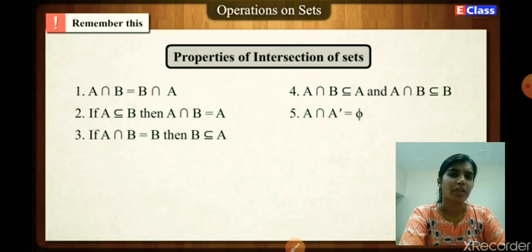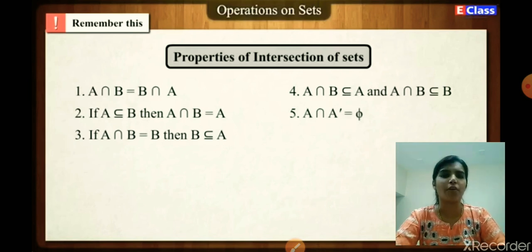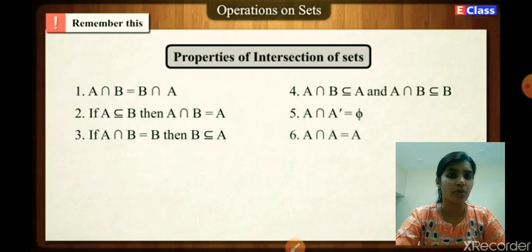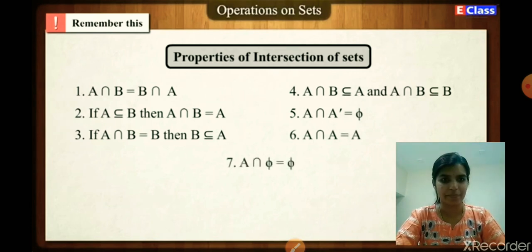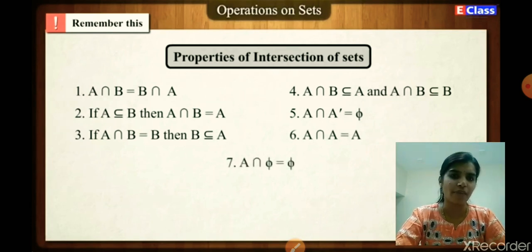Okay. And fifth one, A intersection of A complement is equal to the empty set, because in these two sets we have no common element. And A intersection of A is always A, and A intersection of the empty set is the empty set. Okay, these properties are very important.